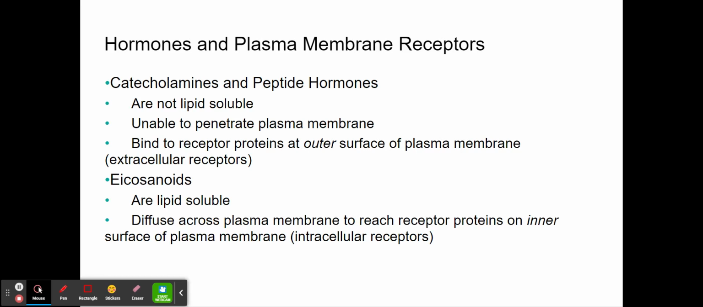So, the receptors for catecholamines, which remember are epinephrine, norepinephrine, and dopamine, peptide hormones, and eicosanoids are in the plasma membranes of their target cells. Catecholamines and peptide hormones cannot penetrate a plasma membrane because they are not lipid soluble. Instead, these hormones bind to receptor proteins on the outer surface of the plasma membrane, also known as extracellular receptors. Eicosanoids are lipid soluble, and they will diffuse across the plasma membrane to reach receptor proteins on the inner surface of the membrane. These are also known as intracellular receptors.